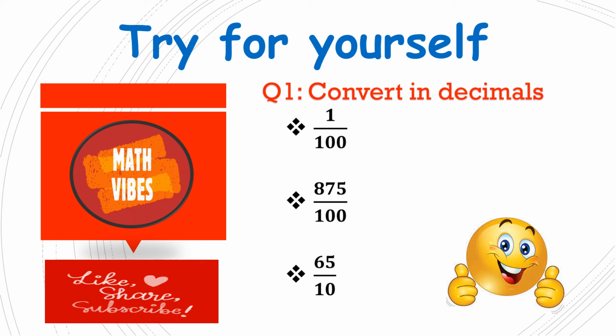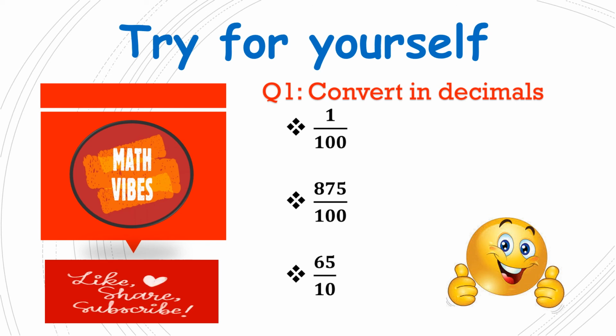Now here are some questions which you have to try for yourself if you really want to check whether you have understood or not. First, you have to convert into decimals: 1 over 100, 875 over 100 and 65 over 10. You can write the answers in the comment section below and I will let you know whether they are correct or not. We'll try to reply to each of your comments.